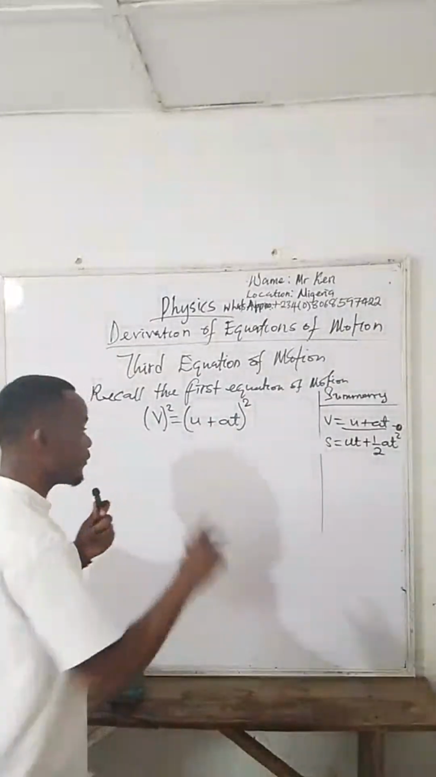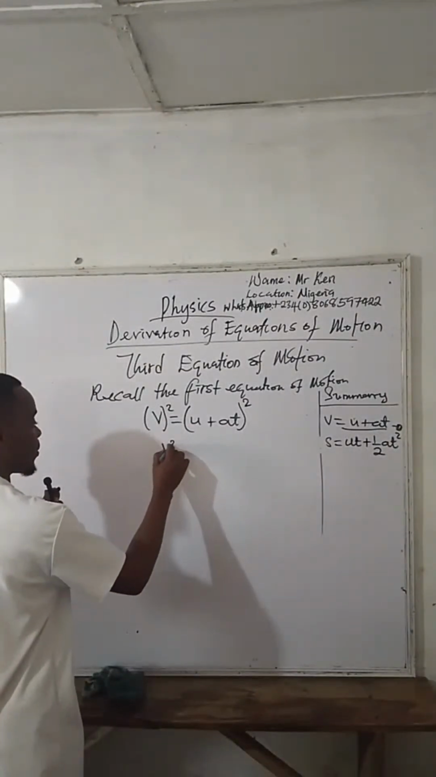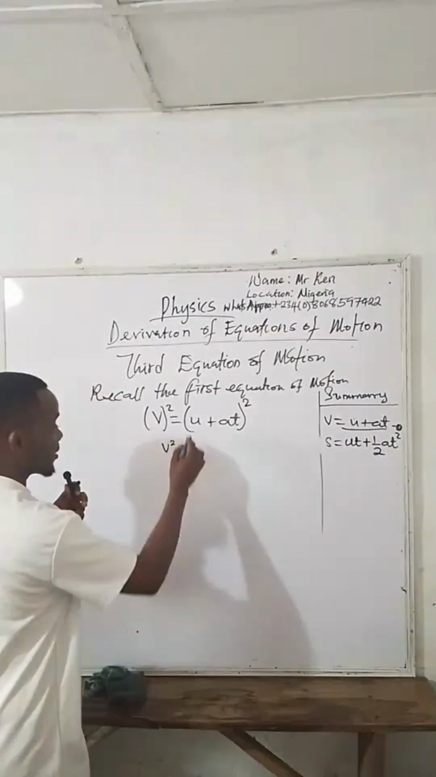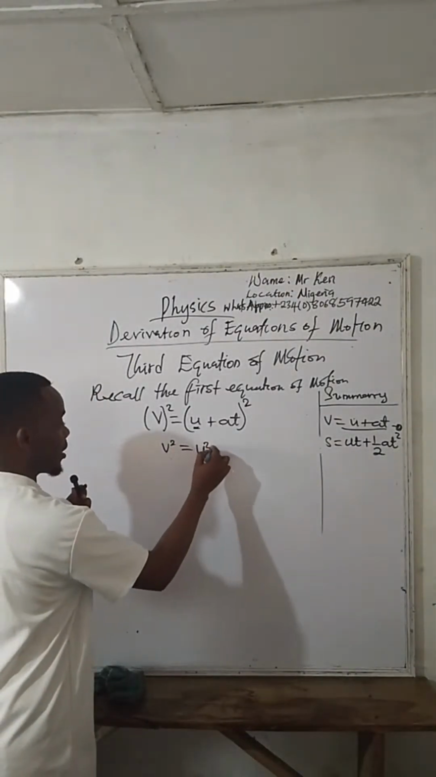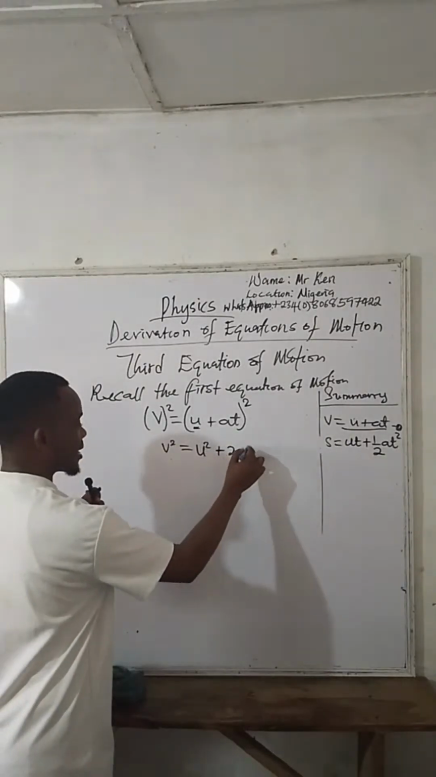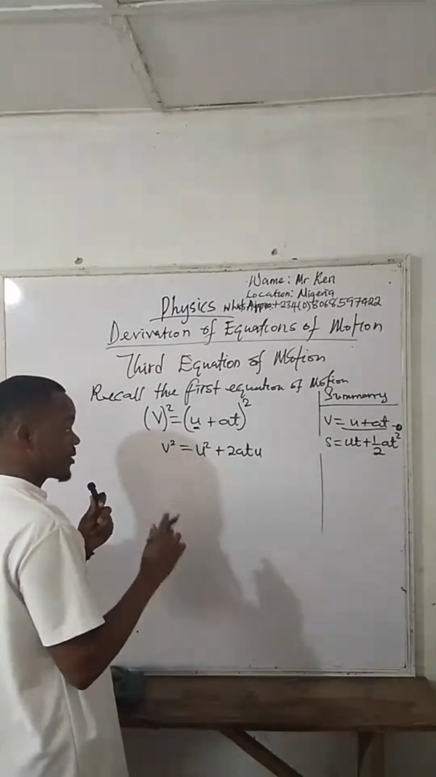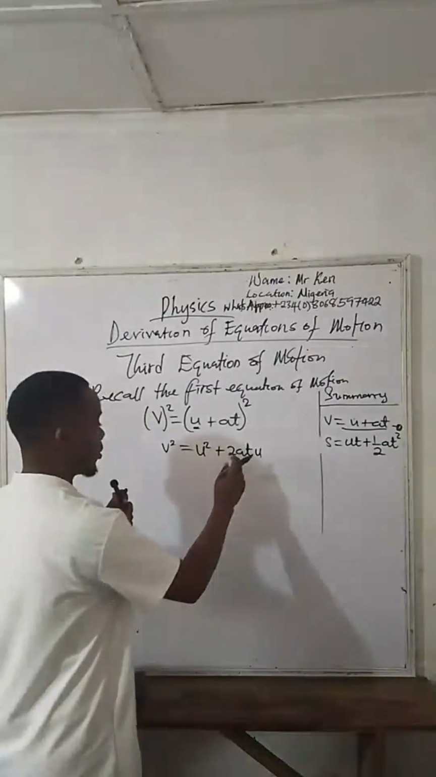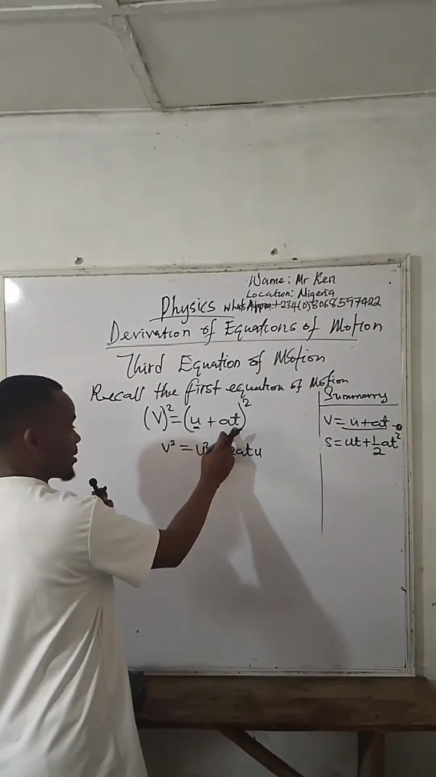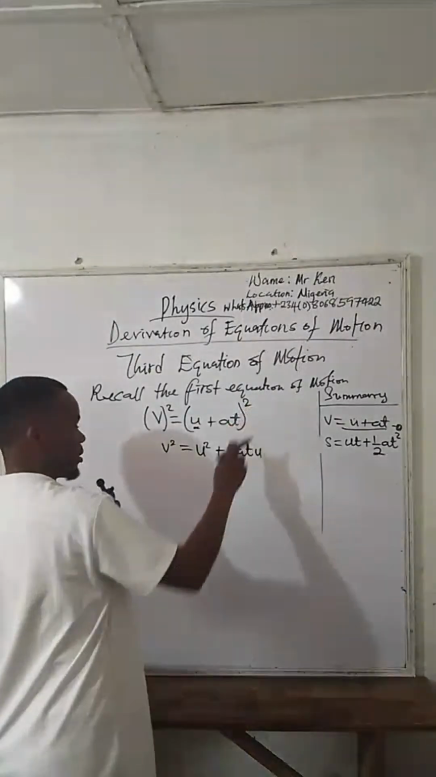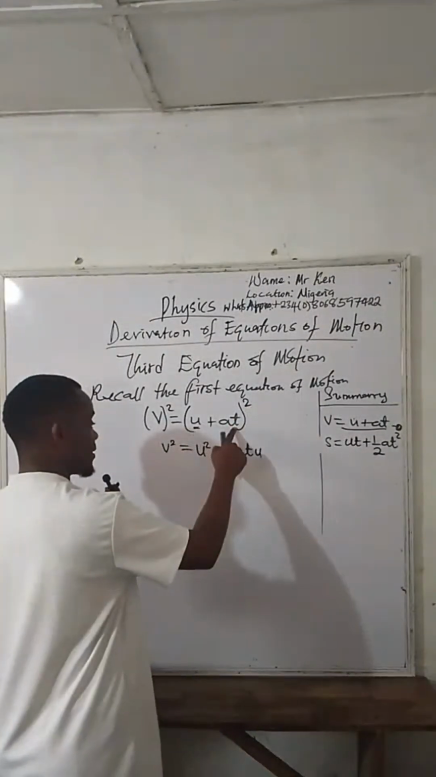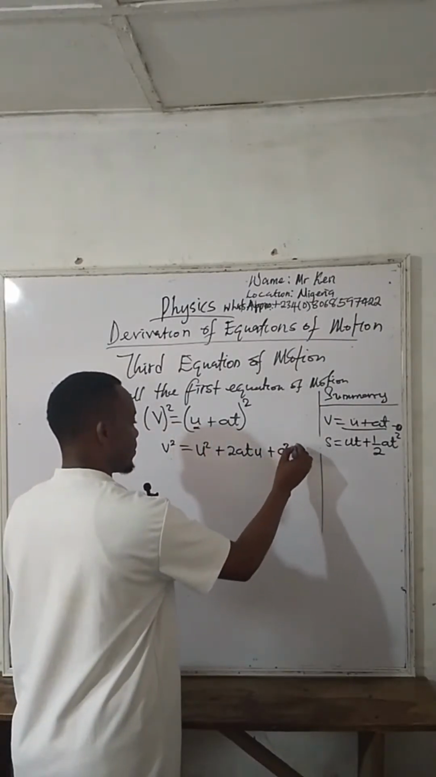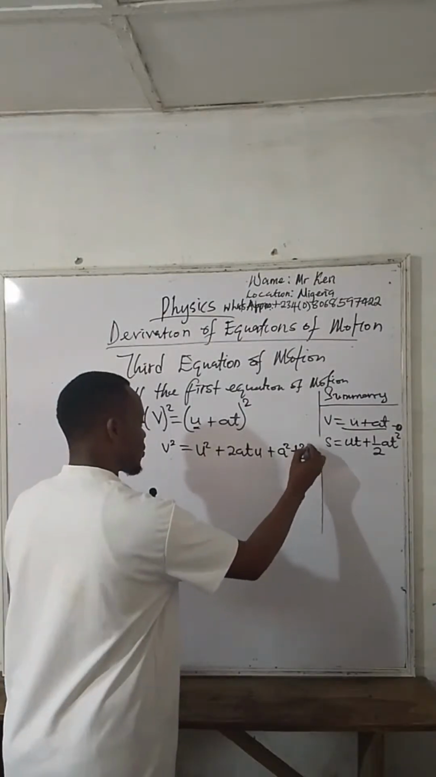Now what you go do? If you square both sides, you go get V square is equal to, if I square both sides, I'll get this one: U square plus 2ATU, right? This one, I'm using Pascal triangle to open the bracket. That is this times this times 2, plus this one times itself. That is A square T square.